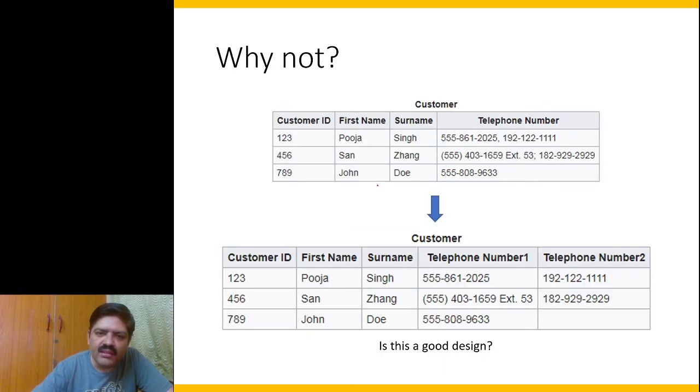So here is another way to take this table to first normal form. I can have telephone number 1, telephone number 2, and so on.